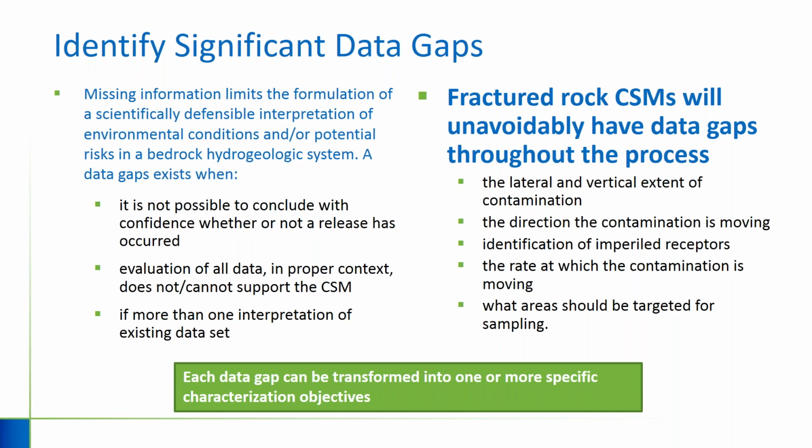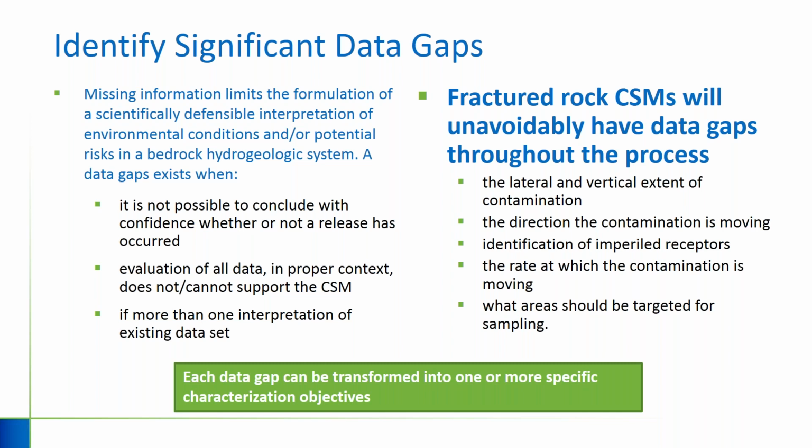So basically, some examples of when a significant data gap exists are when you can't conclude whether a release has occurred, or if you have potentially multiple release points, if you can't tell which facility or which area is the source of a plume. Basically, if more than one interpretation of the data can be supported by what you've got. So in the realm of modeling, think non-unique solutions.